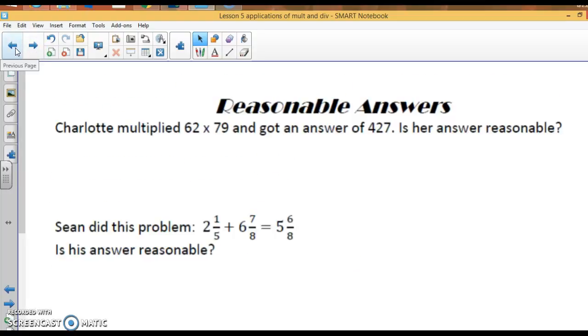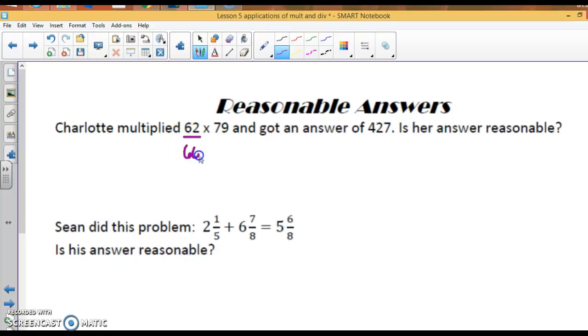All right, today we're talking about reasonable answers. We talked about this a little bit yesterday. Charlotte multiplied 62 times 79 and got an answer of 427. Is her answer reasonable? Well, let's do some mental math here. Let's round.